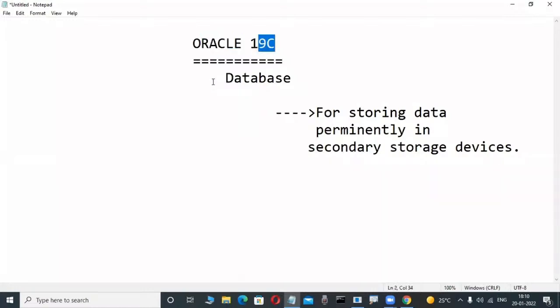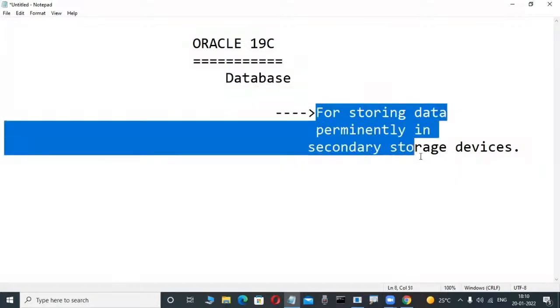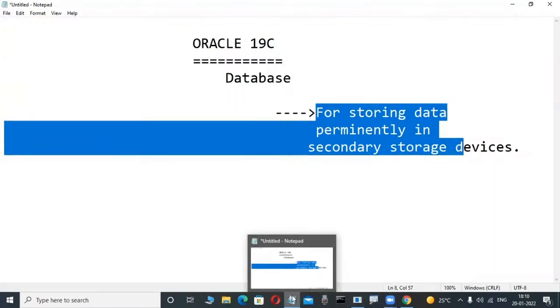Some version number is there. This is a database product. One of the popular relational databases is Oracle, a product from Oracle Corporation. But the purpose of that is storing data permanently in secondary storage devices. Now slowly observe it here.